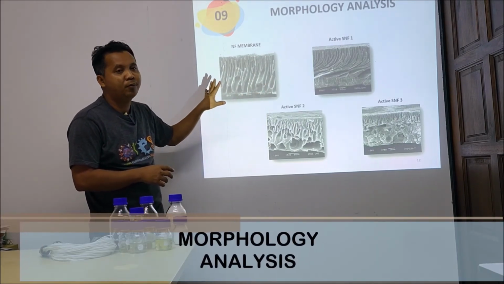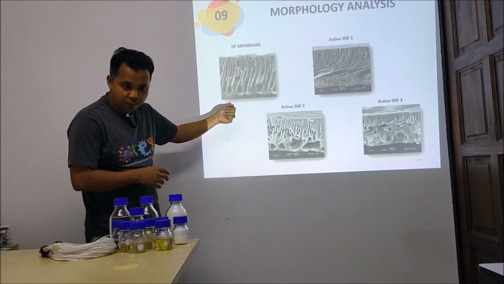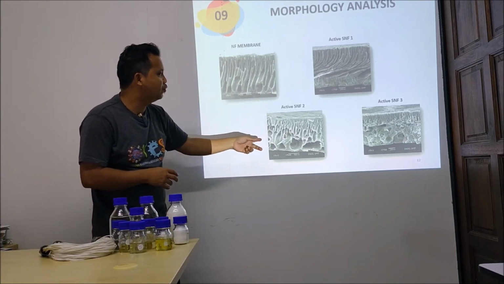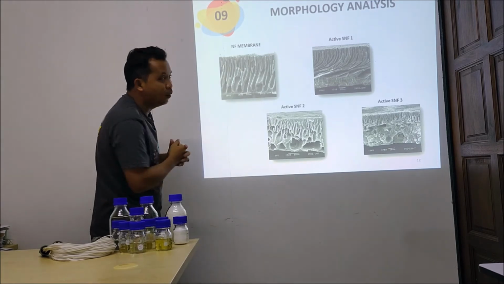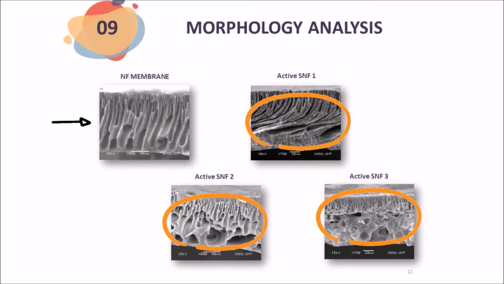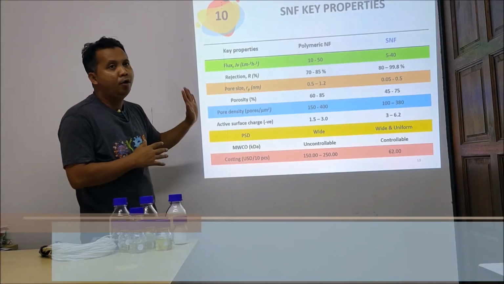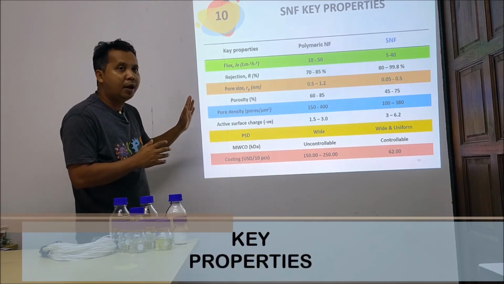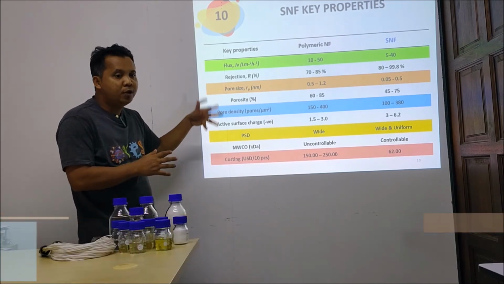About the morphological analysis, these are the images from the scanning electron microscopy for the polymeric nanofiltration membranes SNF1, 2 and 3. It's very clear that the addition of surfactant converts the structure from very long asymmetrical pore structures into shorter ones, with the existence of micro and macro voids, which is very good for the flux and also rejection.